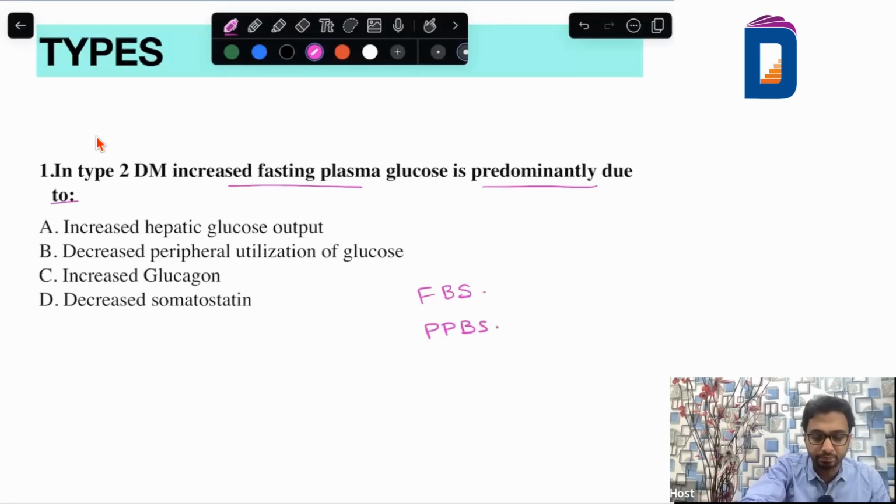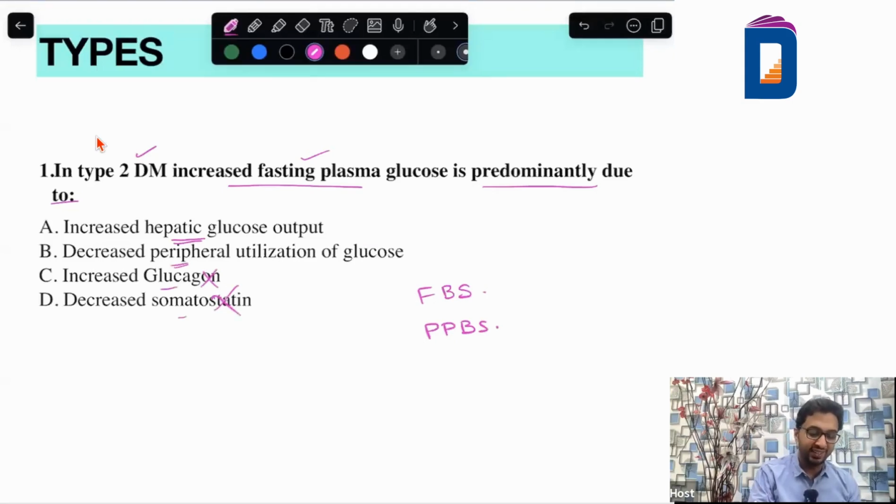Now they're saying that in type 2 diabetes mellitus, when a patient gets up in the morning, he has a higher FBS because of what? Is it increased release of glucose from the liver, that is increased hepatic glucose output, decreased peripheral utilization of glucose, increased glucagon, or decreased somatostatin? No, these two options you can simply eliminate because the problem is associated with insulin. Here the problem is insulin, not glucagon, nor somatostatin. This is how you eliminate.